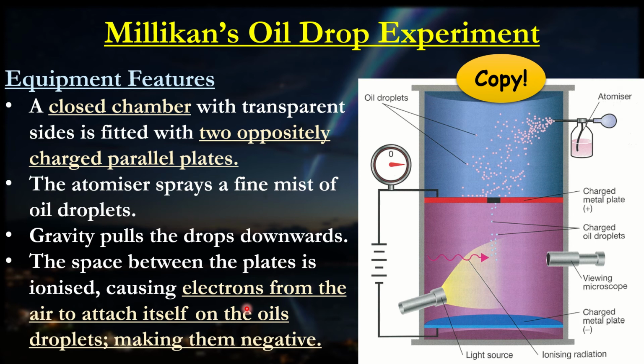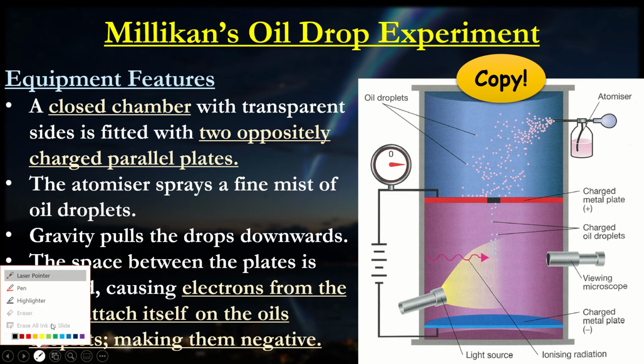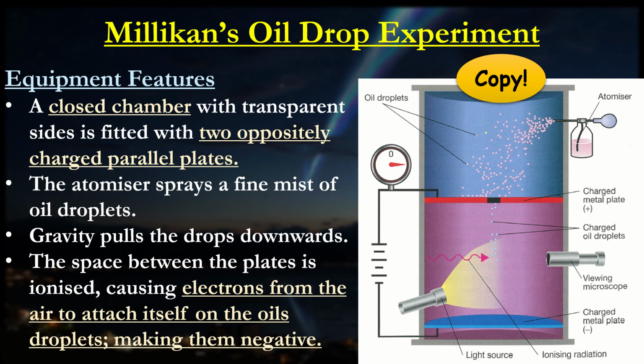Okay, so let's try and deconstruct Millikan's oil drop experiment. So he has a thing called the atomizer. Well, actually, let's start from the front. So a closed chamber, as you can see here, and at the bottom he had two charged plates, one positive, one negative. The atomizer sprays a fine mist of droplets, so you see the droplets coming out here, and gravity is pulling it down. So if we try and show the force of gravity, it is pushing these particles down.